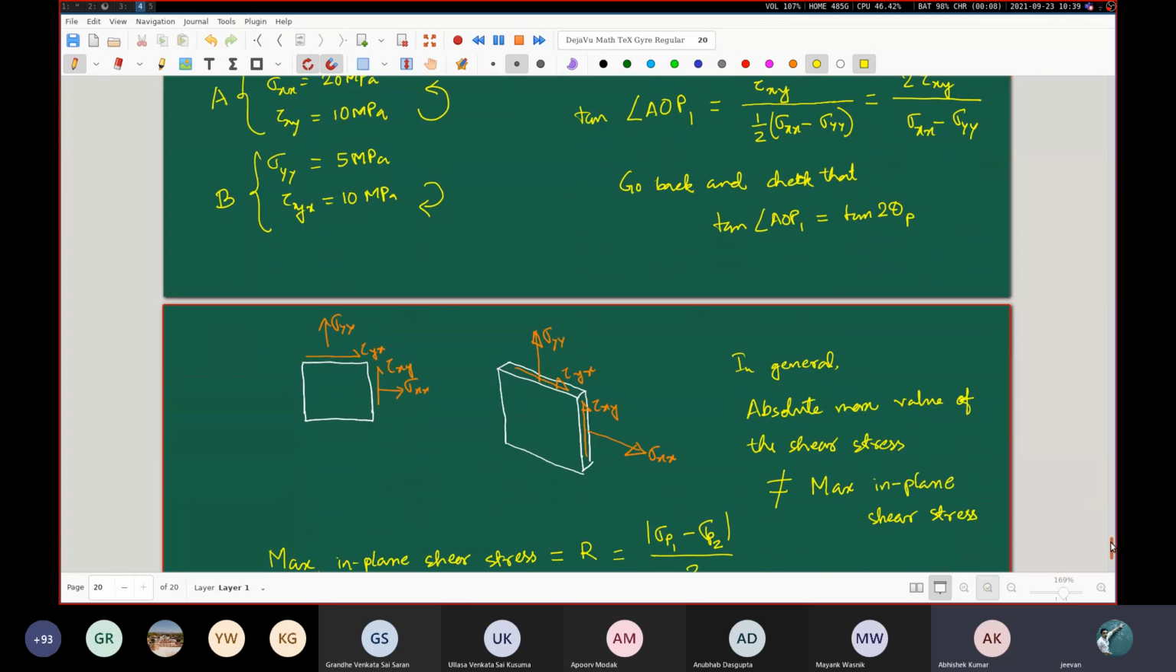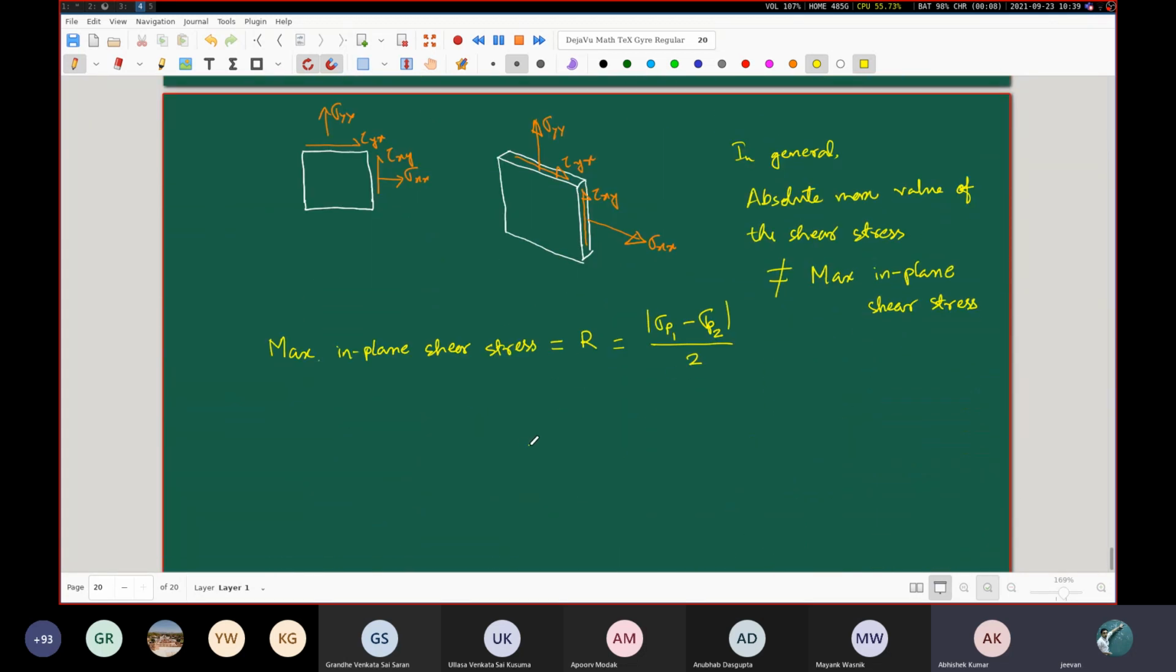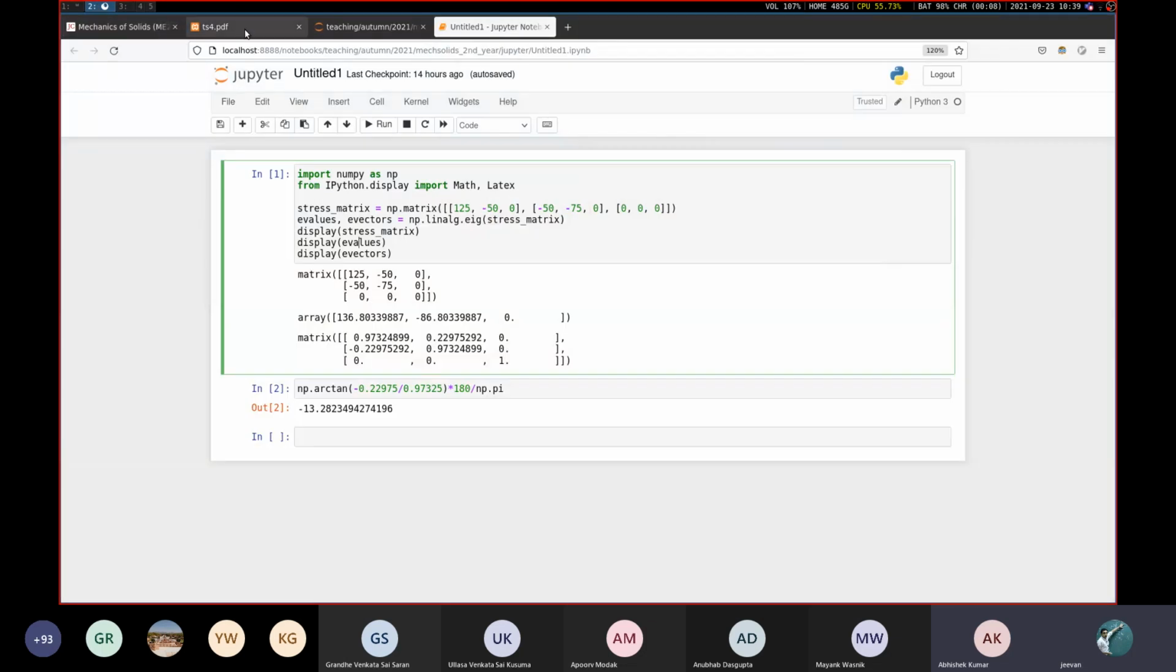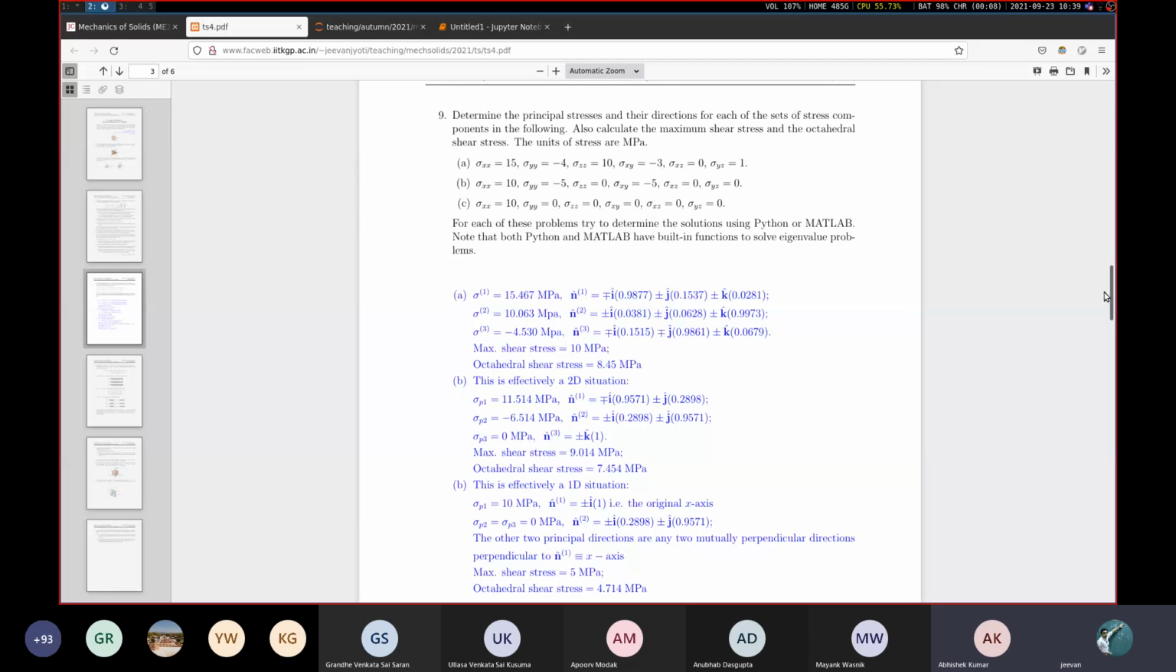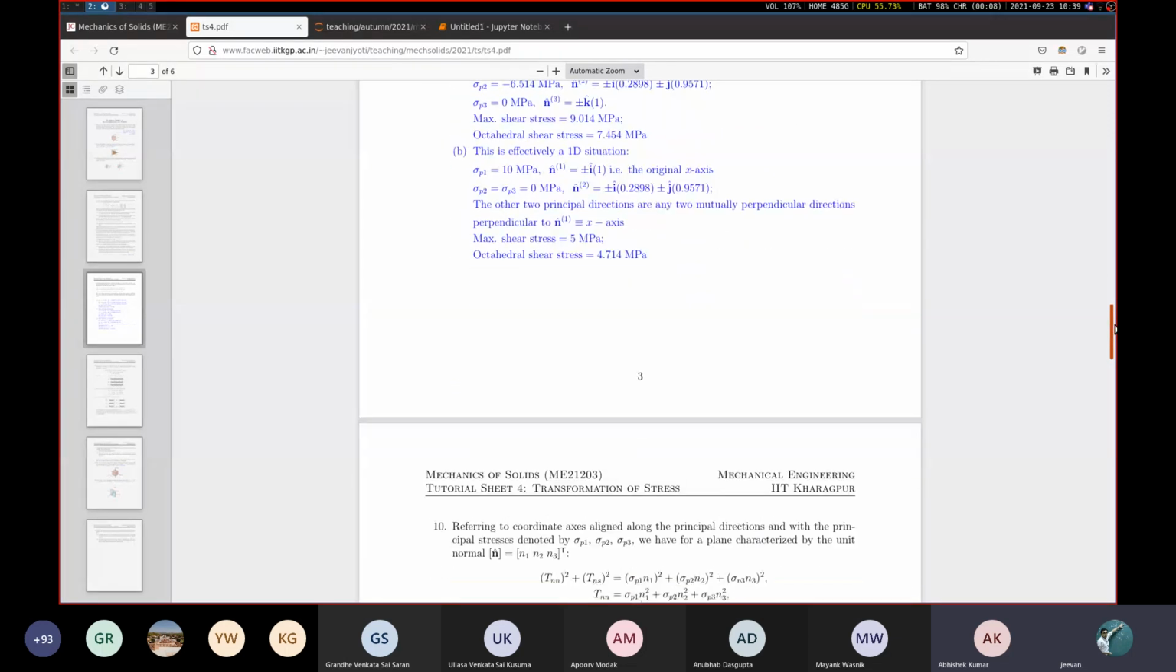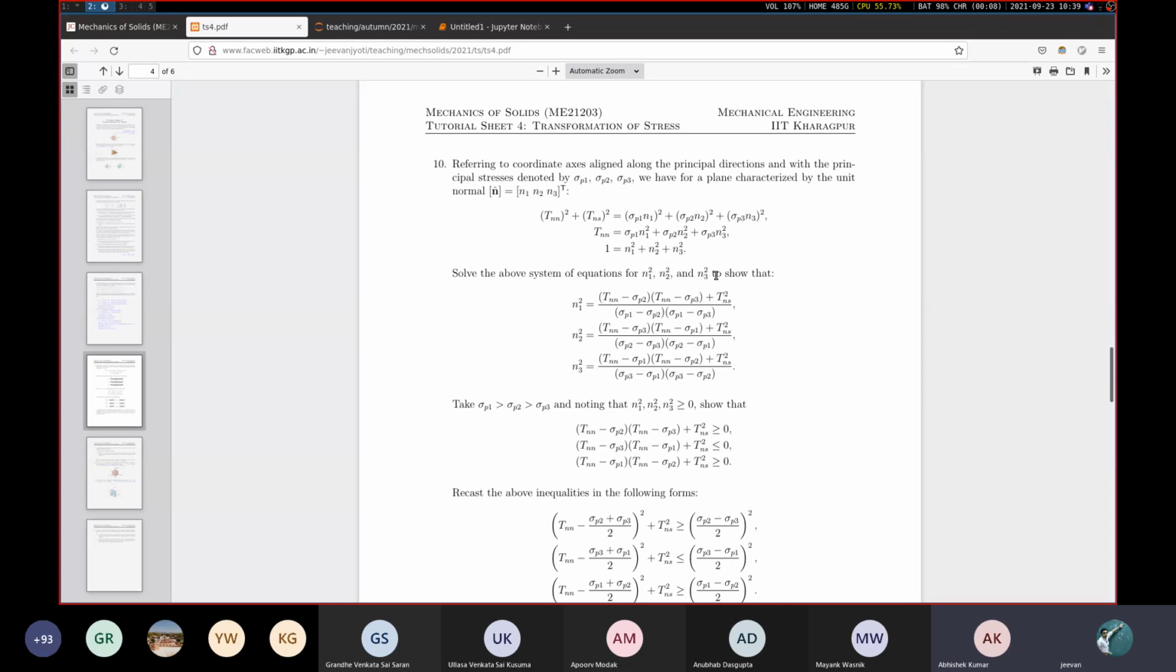Okay, now this is for the one dimension or the two-dimensional stress case. Now, if you go back to your tutorial sheet, you will see something that I have asked you to do. You look at this problem number 10. Okay, please do not get daunted or get afraid by all these things.